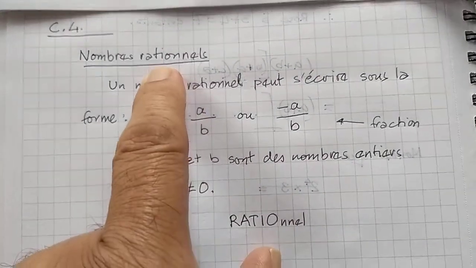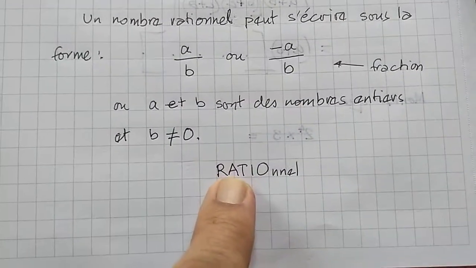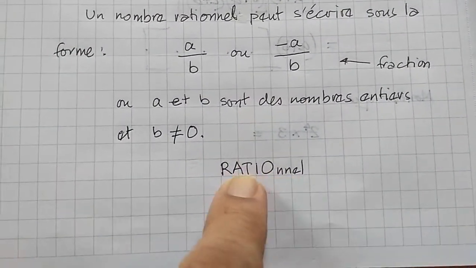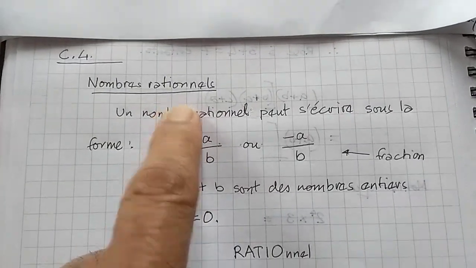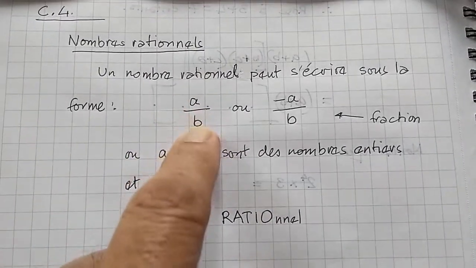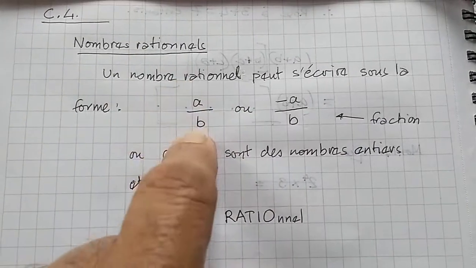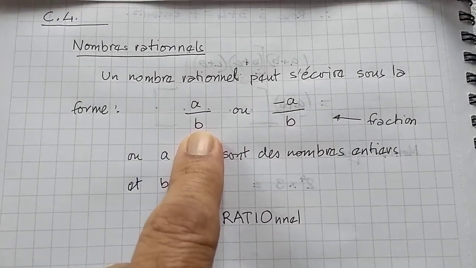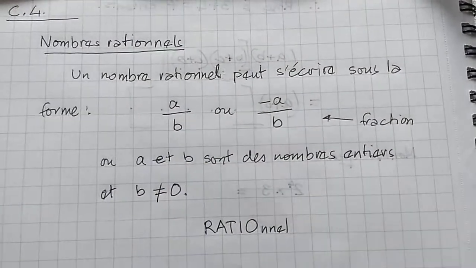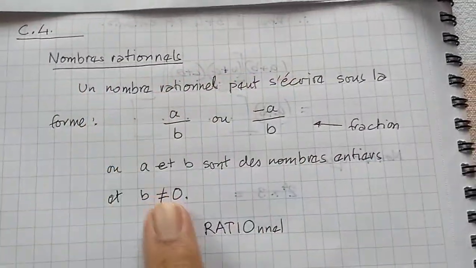So why are they called rationnel? Because in English you can say ratio, ratio-nel. In English it's called rational numbers. Ratio, that means they can be written as the ratio, that is the quotient of two integers. So if what I've just said confused you a bit, let's take a few examples. So let's take an example of a nombre rationnel.